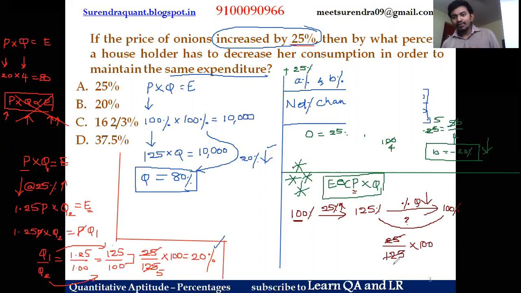So 25 goes 5 times, 100 by 5, 20% decrease. So in this way, you can easily work out. Sometimes they can increase the expenditure. Sometimes though, they decrease the consumption to the maximum ability, they may need to spend some extra expenditure. That we will see in the next question. Hope it is very clear.